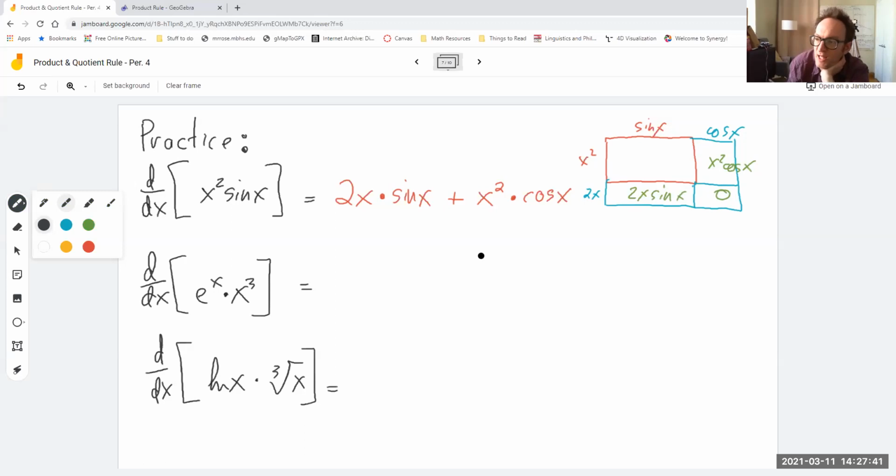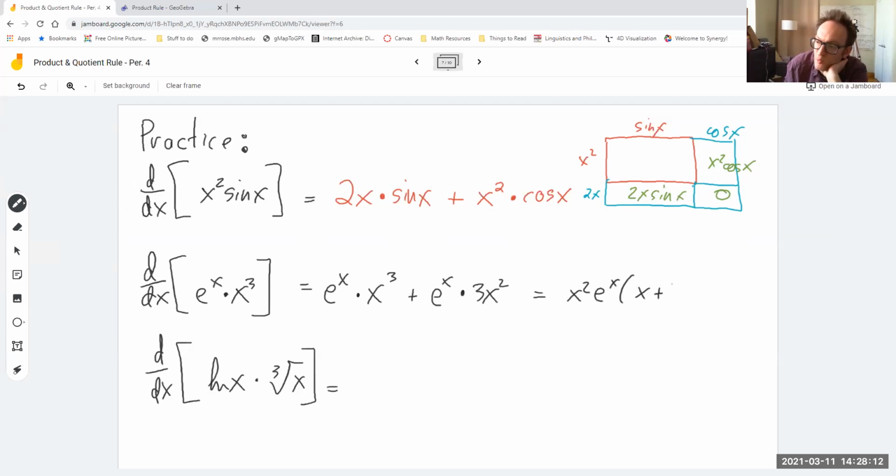But mostly it's important to just be able to do it. So what's the derivative of e to the x times x cubed? Well, it's the derivative of the first, so that's e to the x, times the second, x cubed, plus the first, times the derivative of the second, which is 3x squared. Pretty easy, huh? And you can even do some simplification. So that's x squared e to the x plus 3. That's kind of nice if you want to. That's how it will probably appear in the back of the book.